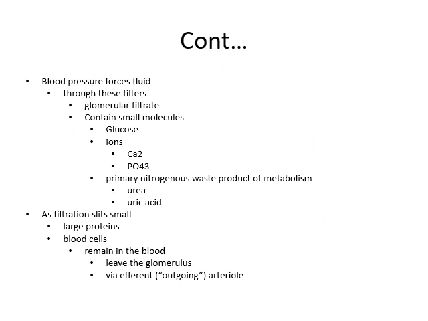Blood pressure forces fluid from the glomerulus to the Bowman capsule through these filters, and now this is called glomerular filtrate, that contains small molecules, glucose, ions, calcium, phosphates, and primary nitrogenous waste products of metabolism, that is urea and uric acid. As the filtration slits are small, larger proteins and blood cells remain in the blood and leave the glomerulus via the efferent arterioles, that is, the outgoing vessel.